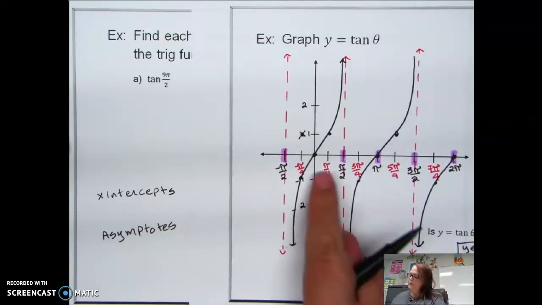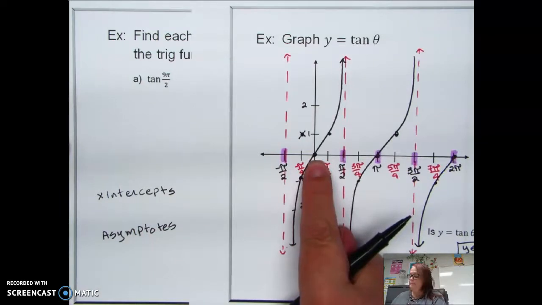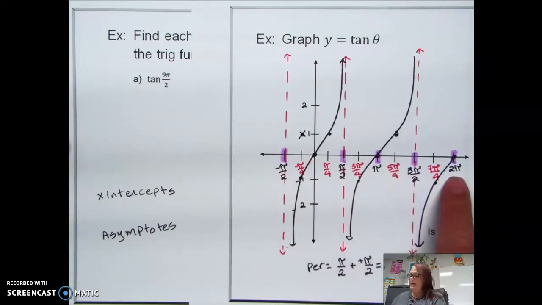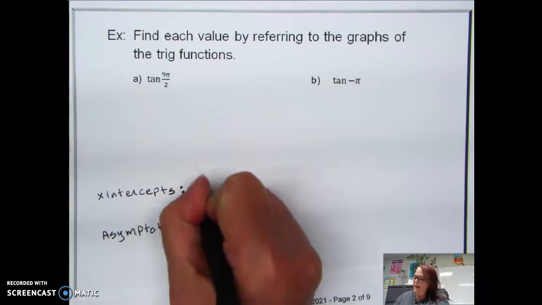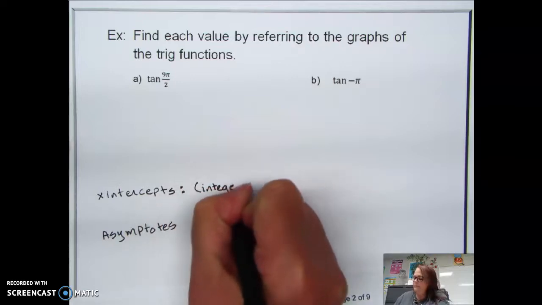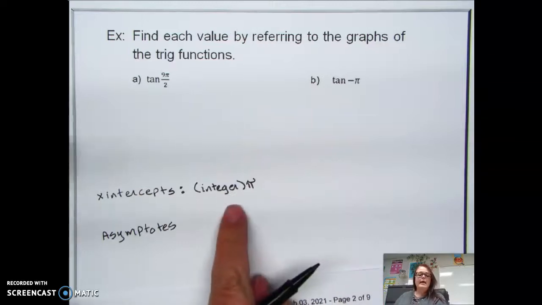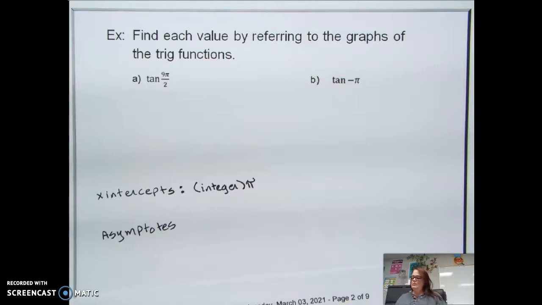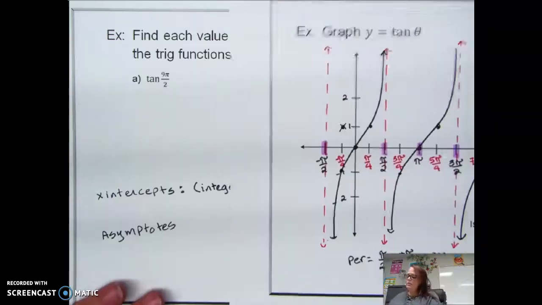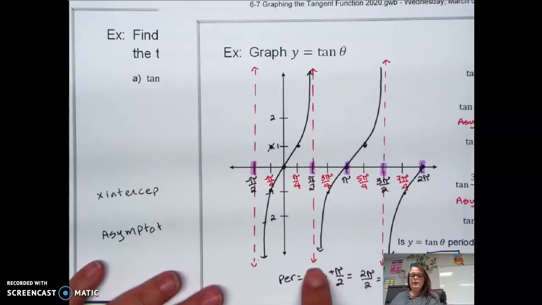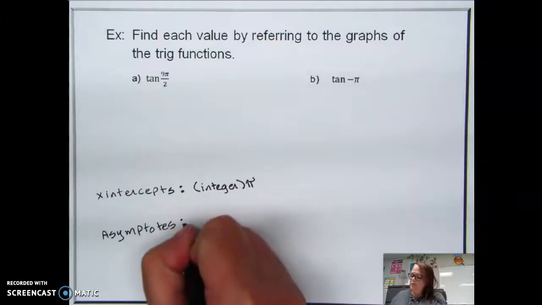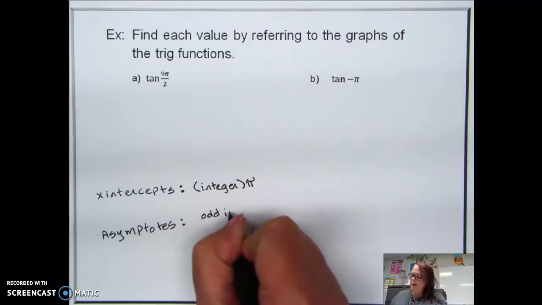Okay, so if we look at this, I have an x-intercept at 0 pi. I have another x-intercept at 1 pi and another x-intercept at 2 pi. So like we said, my x-intercepts are going to happen at integer pi. Now if we were doing this fancy, we would have said n times pi, where n is an integer, but I'm just doing this a little bit loose, just looking at patterns. So then if we look at our asymptotes, I've got an asymptote at negative 1 pi over 2. I have an asymptote at positive 1 pi over 2, another asymptote at 3 pi over 2. And so we can say my asymptotes occur at odd integer pi over 2.